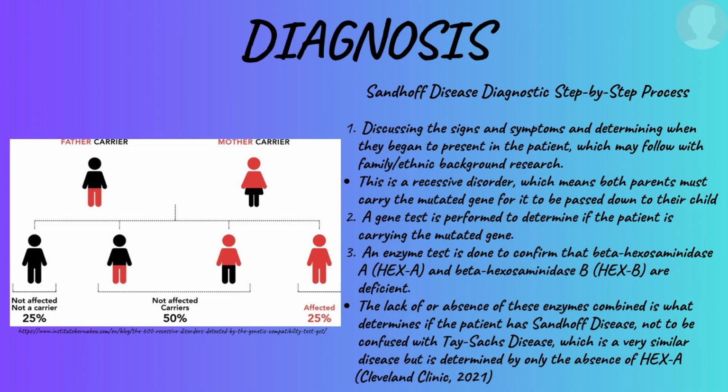First, the doctor will ask about the signs and symptoms and when they started to present. A discussion about the family background may also take place, as this is a genetic disorder. A gene test will be performed to confirm if the patient has the mutated gene. Both parents must carry the gene for it to be passed on to the child.